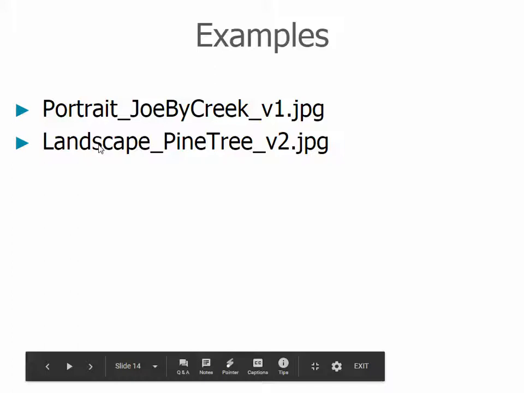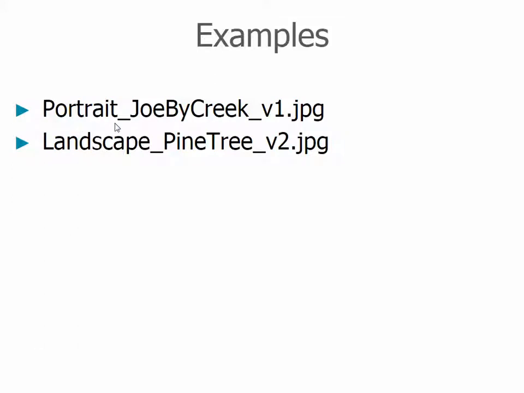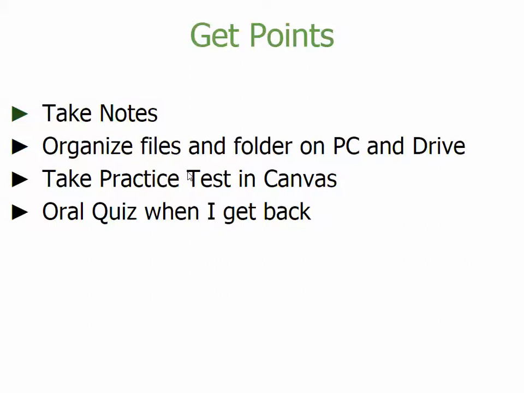So here are examples of good names. Let's say I took a portrait of Joe by the creek. So I have a little space or an underscore there. I can tell exactly what it is. It's a portrait of Joe, and where it is. I know this is version 1, and then this is a landscape of a pine tree. Anyway, so here's an example of a good way to name a picture or a file so I know exactly what it is.